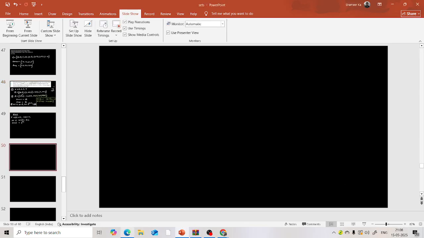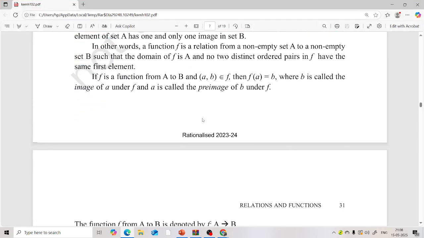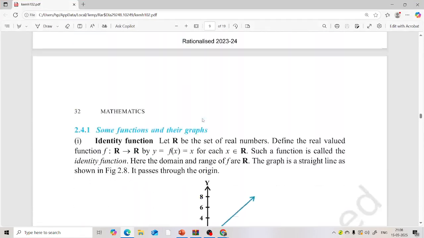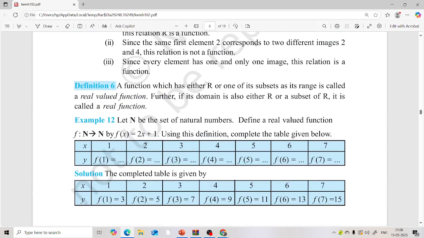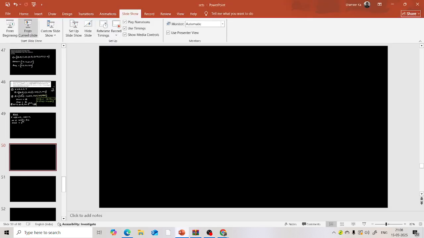The next topic, relation, is over. The next topic is function. Function is a little hard. Let me discuss function. All of you please listen. The next topic is function.